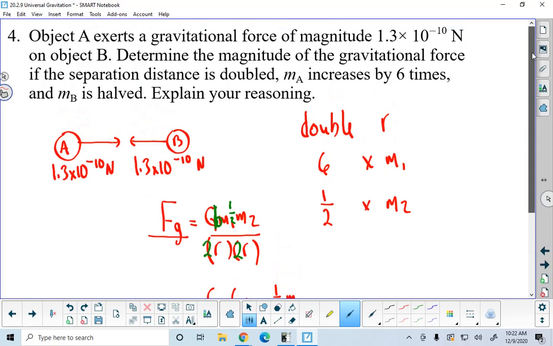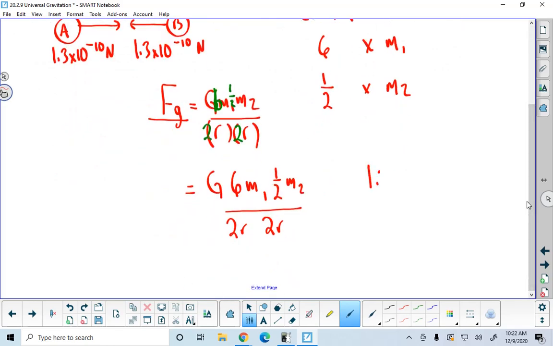The force was 1.3 times 10 to the negative 10 newtons. We have to multiply that by 6 because multiplying a mass by 6 increases the force by a factor of 6. We have to multiply that by a half because multiplying a mass by a half reduces the force to 1/2. And we have to divide by 2 because doubling the distance cuts the force in half, but we have to divide by 2 squared.